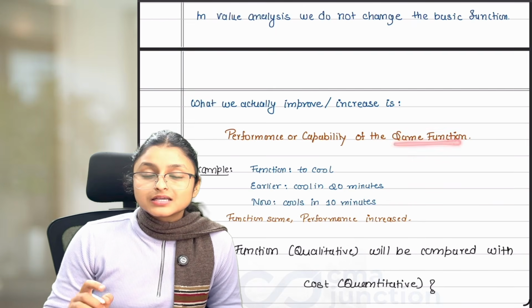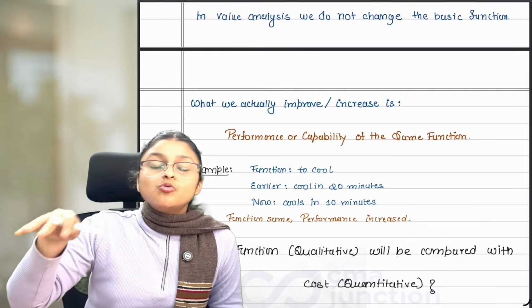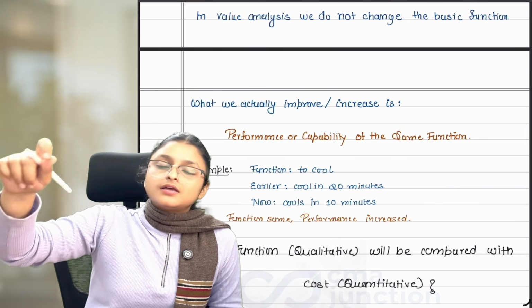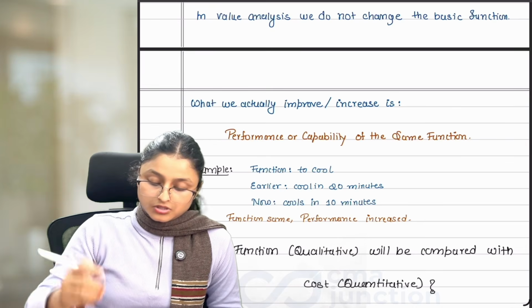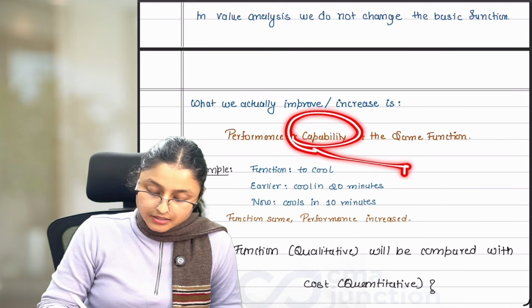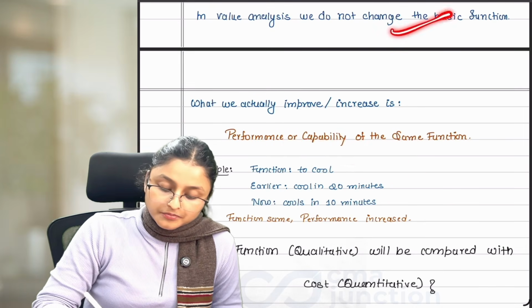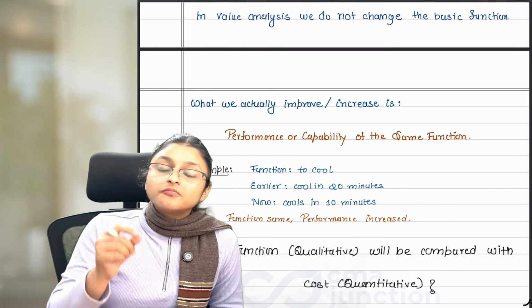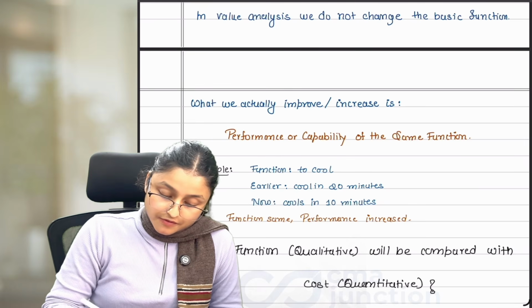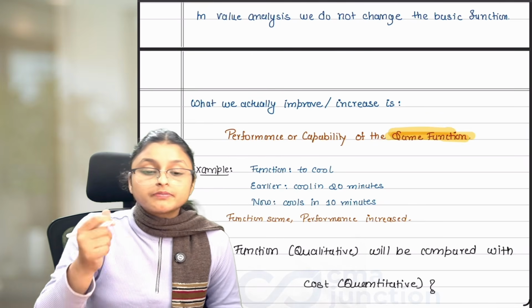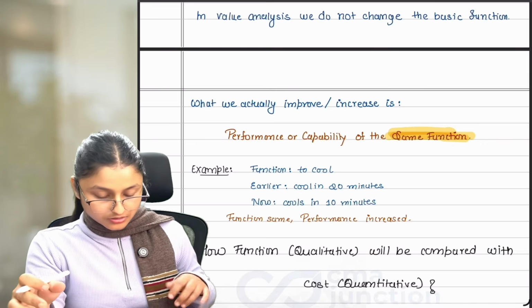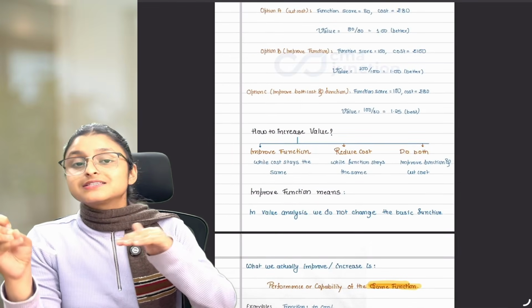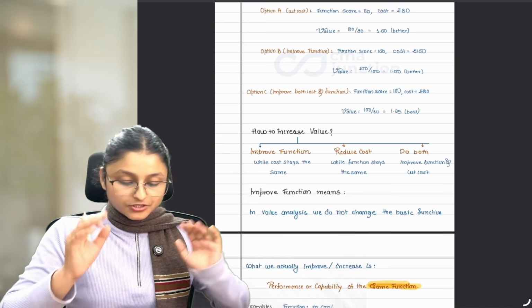If my AC is right now able to cool only a small room, I'm making the AC in such a way now that it can cool the large room also. That is increasing the capability. So when we say improving the function, we specifically mean that we are improving the performance or capability of the same function. Function is the same, just performance and capability are improving. Done. So this was about value being seen as economic value in value analysis.